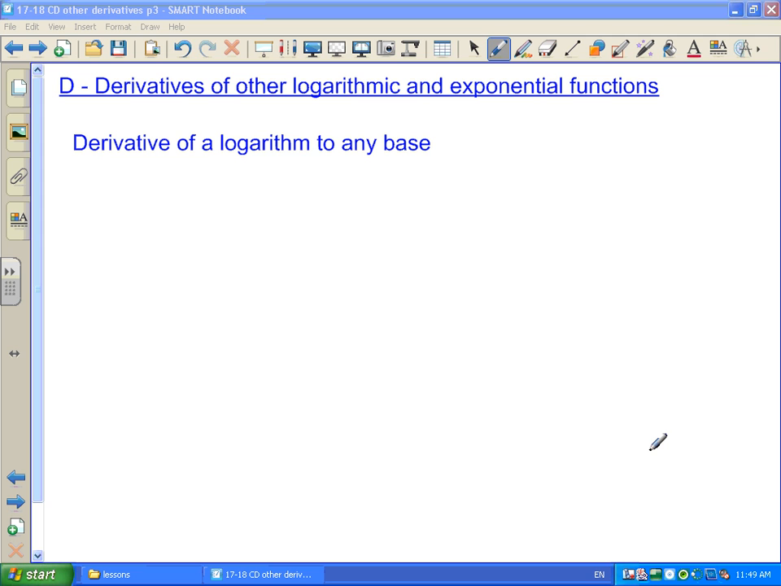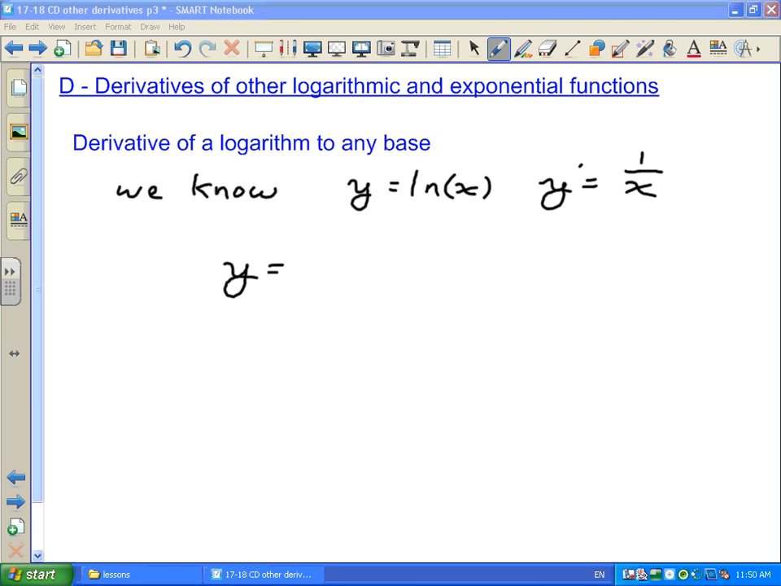So what we know from box C is that if we have y equals ln x, the derivative is 1 over x. Now, how can we use this to help us find the derivative when we have y equals log to some base a of x? If we have this as our function, how can we use what we already know to find the derivative?